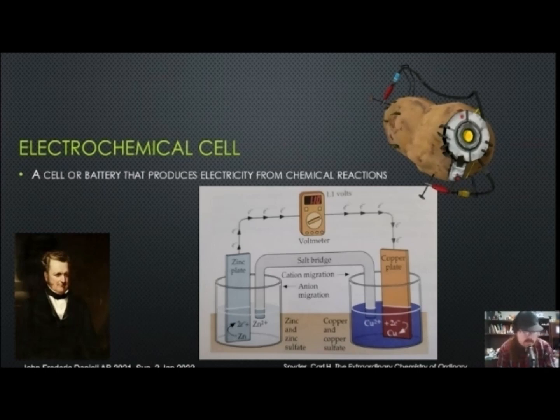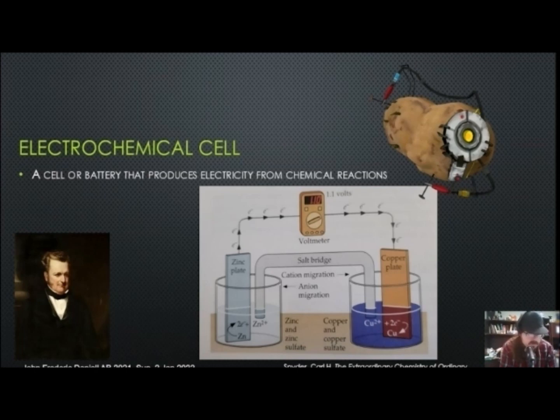When you put these metals and the electrolyte together, we are completing an electrochemical cell, which is just a cell or battery that produces electricity from chemical reactions. One of the most common types comes from 1836 with John Frederick Daniell. He was the first professor of chemistry at London's King's College. His electrochemical cell has two beakers, one with a zinc plate and zinc sulfate solution, one with a copper plate and copper sulfate solution.